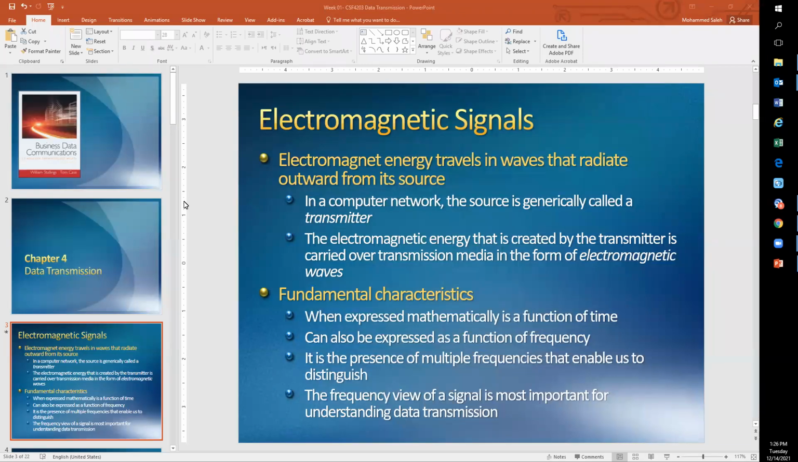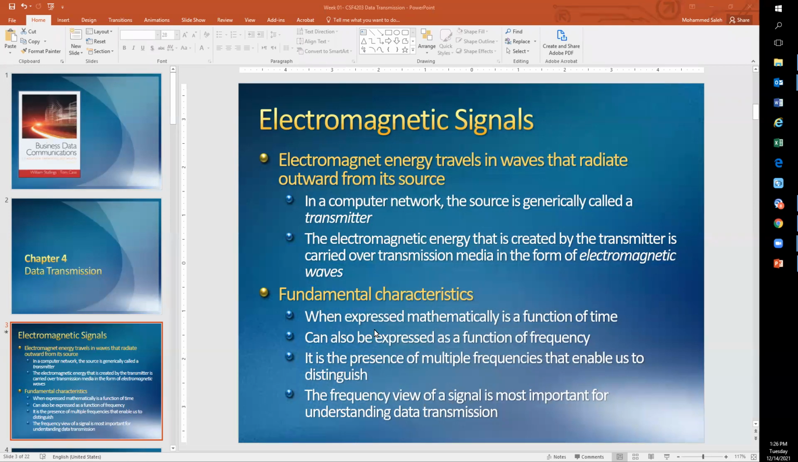So an electromagnetic signal is electromagnetic energy that travels in waves, and they radiate or travel from the source. The source is called the transmitter. The receiver, or the endpoint, is called the receiver. Electromagnetic signals are expressed as a function of time. Also, they can be expressed as a function of frequency.